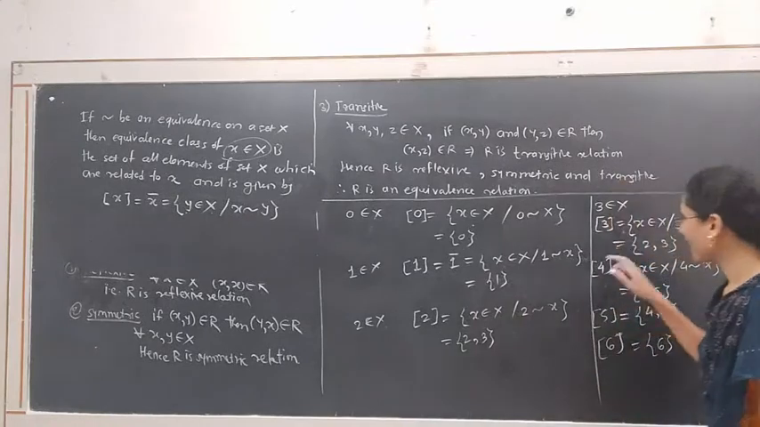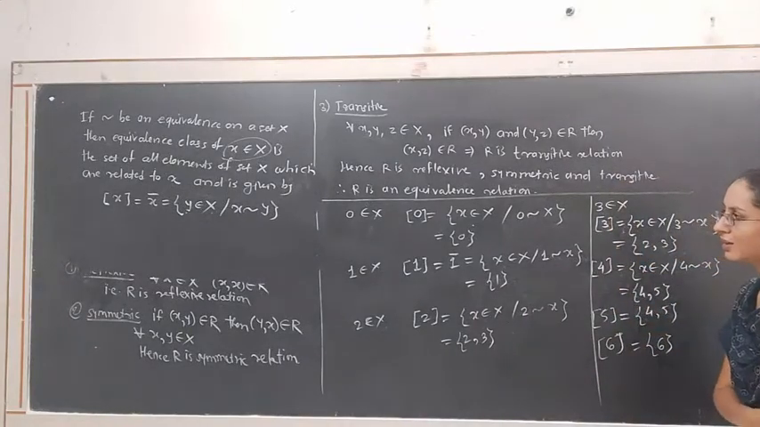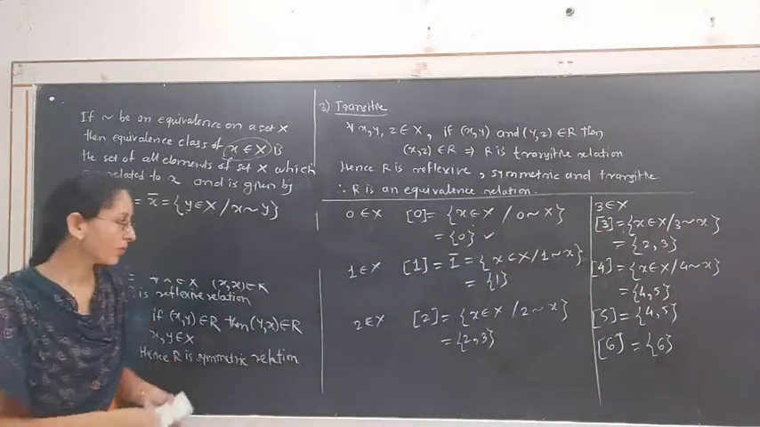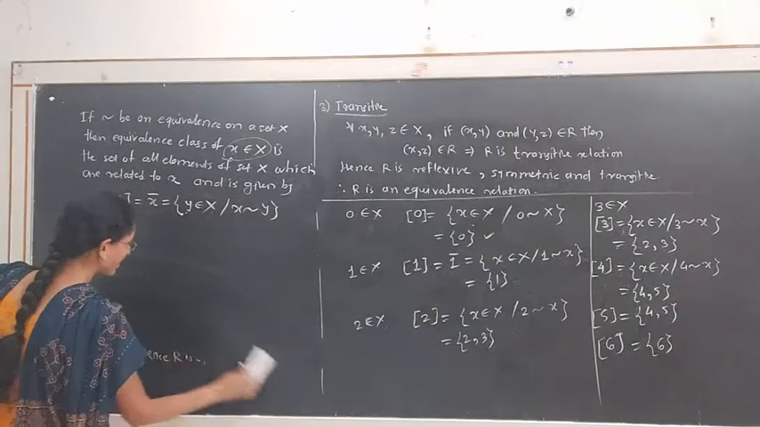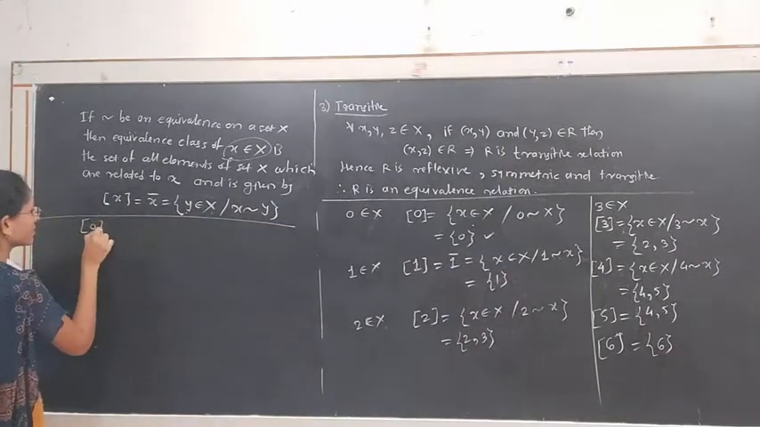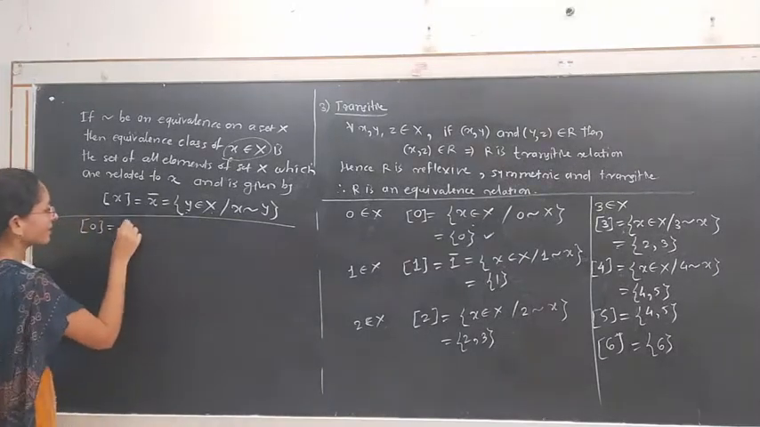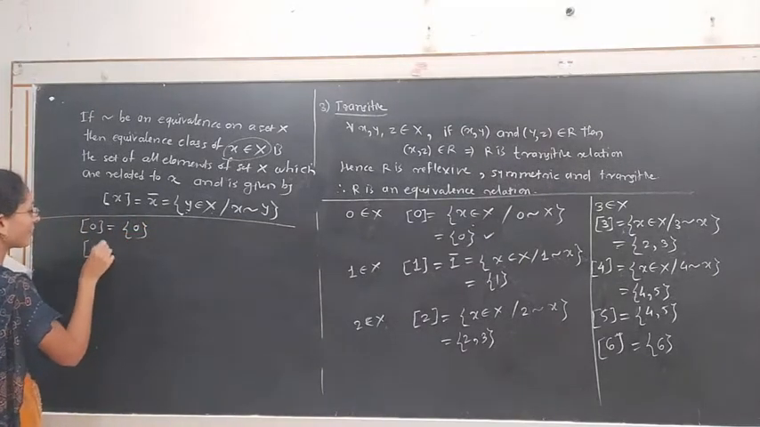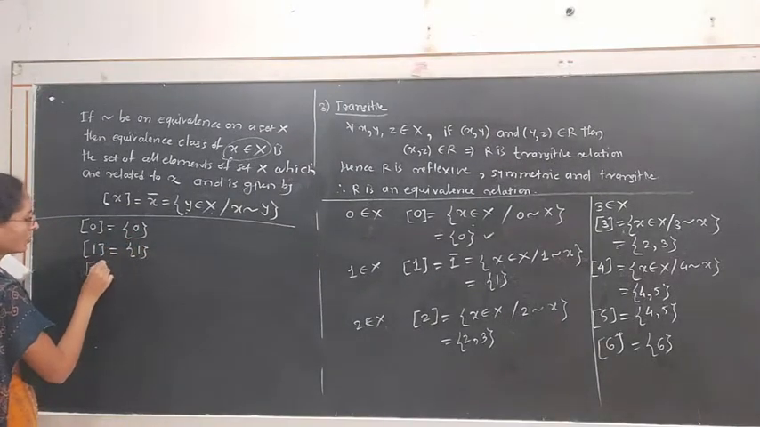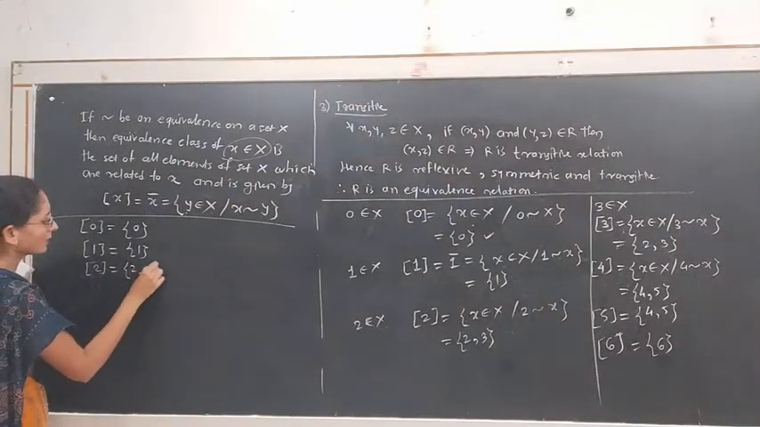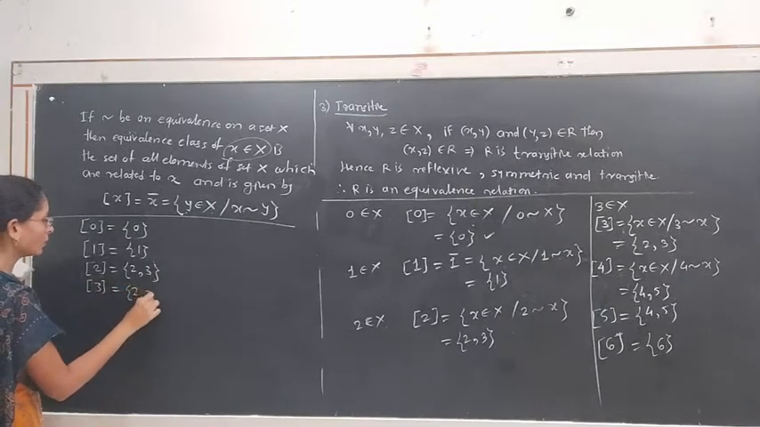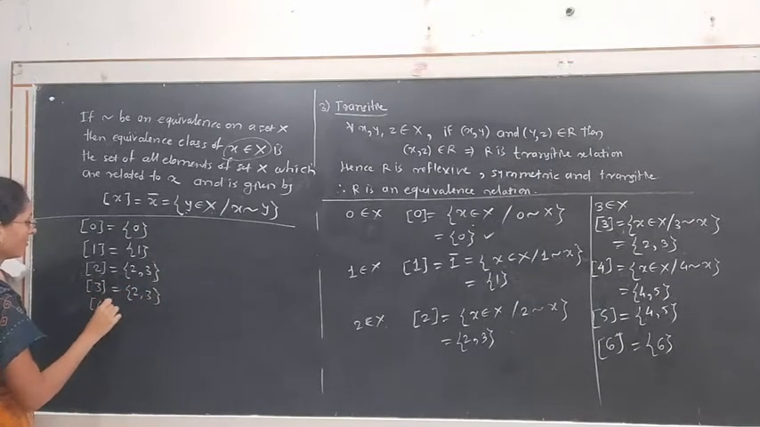Hence there are 7 equivalence classes. See the equivalence classes of all the elements of set X. The equivalence class of 0 contains the single element 0. The equivalence class of 1 is equal to the single element 1. The equivalence class of 2 is equal to {2, 3}. The equivalence class of 3 is equal to again {2, 3}. The equivalence class of 4 is equal to {4, 5}.